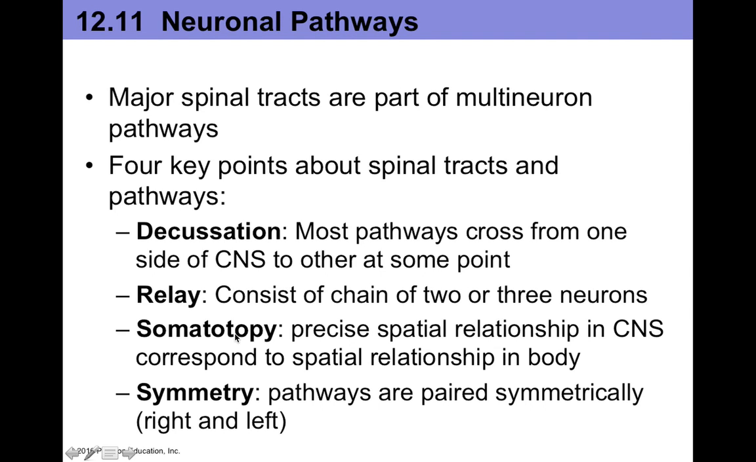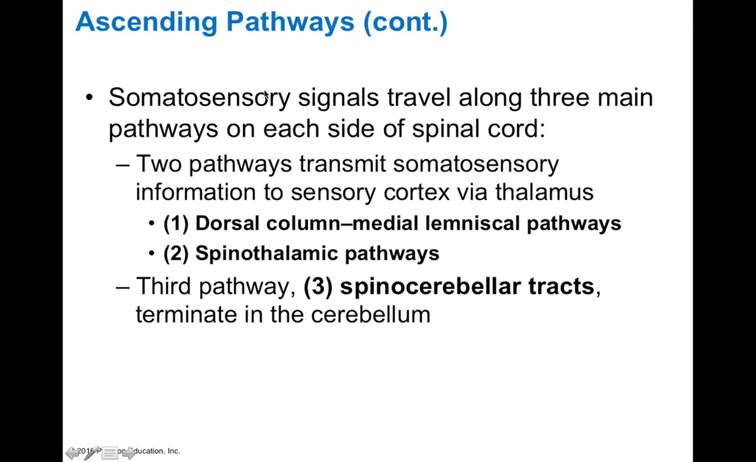We also find that these pathways have point-to-point correspondence, or somatotopy. Remember, soma means body, topy means map. So the somatotopic map is this precise spatial relationship in your central nervous system that correlates with very specific body parts. And then we also find that there's symmetry of these pathways as well. So if there's a pathway on one side of the body, you're going to find it on the other side as well. So the first set of pathways we're going to talk about are the ascending pathways.